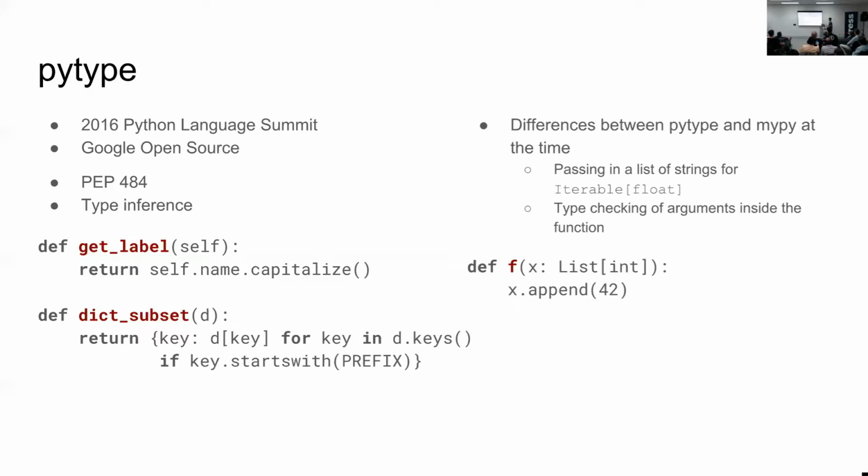Actually, I can't remember what the example is off the top of my head. Maybe I should have written these slides. But also type checking of arguments whilst inside the function. So here, Mypy would complain about trying to append. Oh, hang on, I think that's meant to be string. Yeah. Sorry, that was the list of strings rather than list of floats. So if X was declared as a list of strings, Mypy would complain about trying to append the integer 42 to the list. PyType wouldn't.